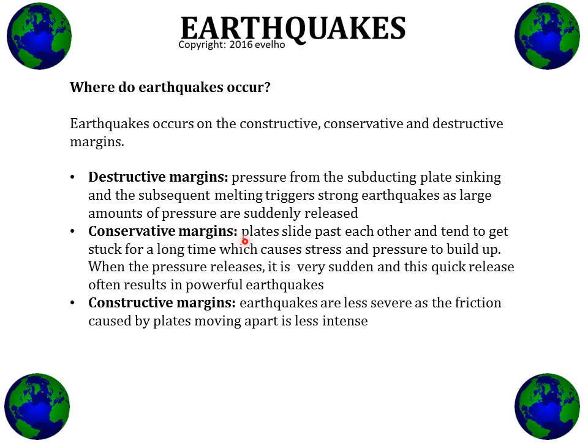Conservative margins, plates slide past each other and tend to get stuck for a long time, which causes stress and pressure to build up. When the pressure releases, it is very sudden, and this quick release often results in powerful earthquakes. Constructive margins, earthquakes are less severe as the friction caused by plates moving apart is less intense.